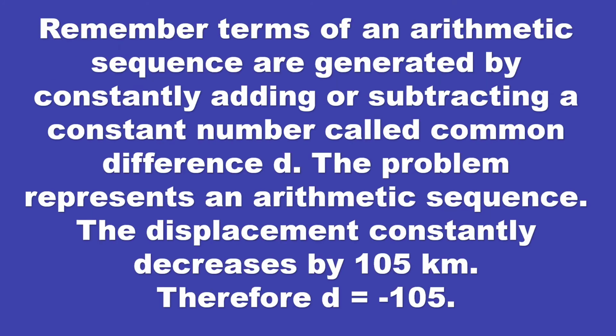Remember, terms of an arithmetic sequence are generated by constantly adding or subtracting a constant number called common difference d. The problem represents an arithmetic sequence. When the man backtracks, the displacement constantly decreases by 105 kilometers. Therefore, d equals negative 105 because we subtract the constant number from one term to another.